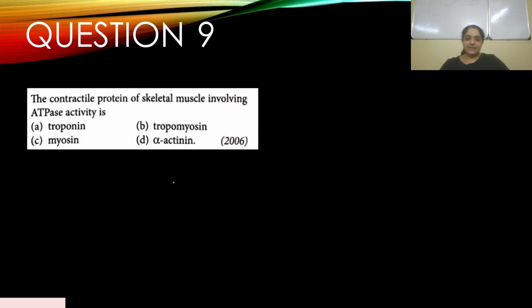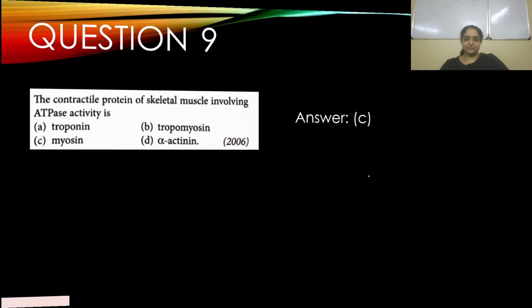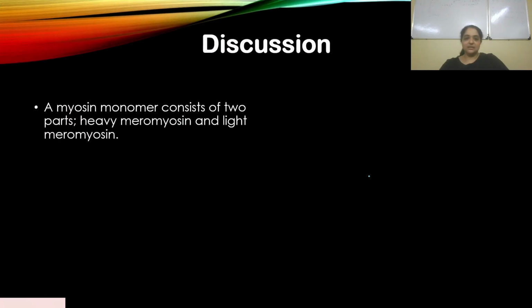Okay, question number 9. The contractile protein of skeletal muscle involving ATPase activity is, this appeared in 2006. A, troponin, B, tropomyosin, C, myosin, D, alpha actinin. So clearly we have already discussed this. It is C, myosin. It has ATPase activity. Answer is C.